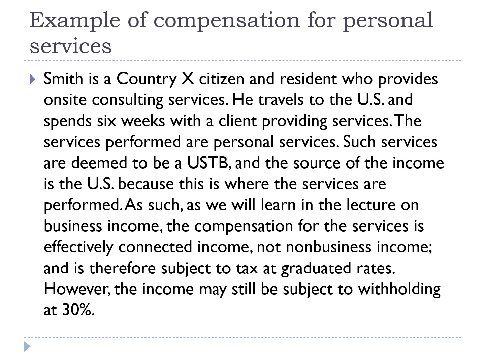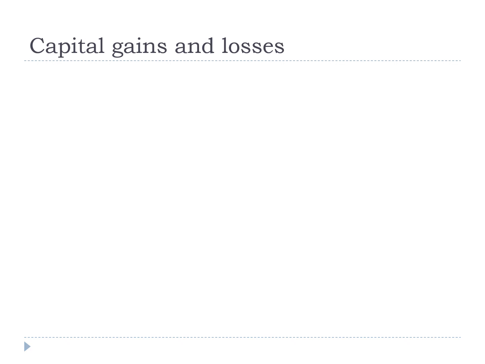As such, as we will learn in the lecture on business income, the compensation for services is effectively connected income, not non-business income, and is therefore subject to tax at graduated rates. However, the income may still be subject to withholding at 30%. With exceptions, capital gains are taxed as non-business income, subject to 30%, but are not subject to withholding.